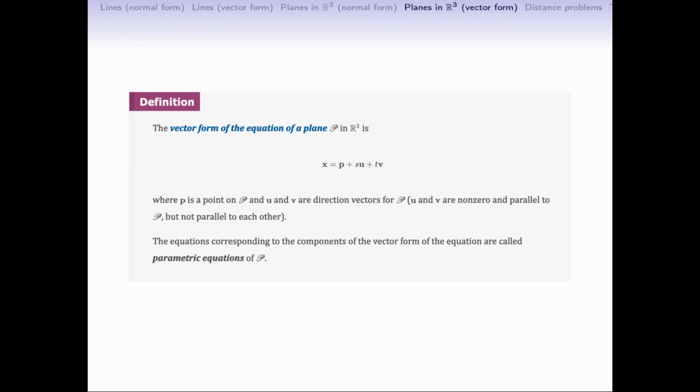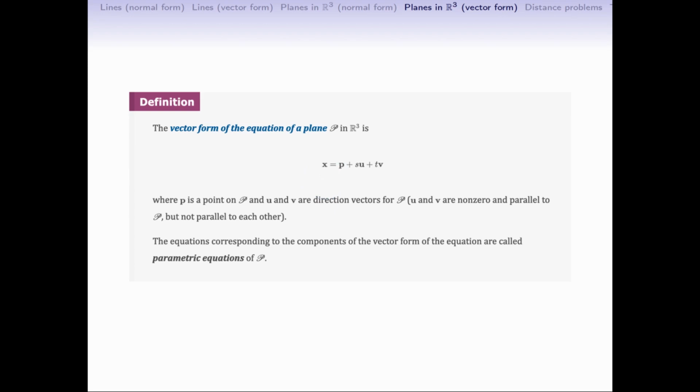So the vector form of the equation of a plane P in R3 is a vector x of the form p plus a linear combination of u and v. In other words, p gets us onto the plane, and we can move to other points in the plane by forming linear combinations of u and v. And that's how we get to other vectors on the plane x.